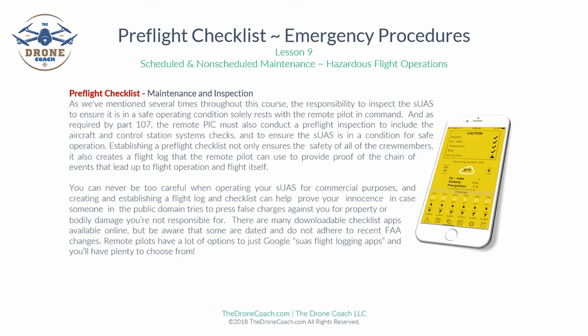Establishing a pre-flight checklist not only ensures the safety of all of the crew members, it also creates a flight log that the remote pilot can use to provide proof of a chain of events that led up to the flight operation and the flight itself. You can never be too careful when operating your sUAS for commercial purposes, and creating a flight log and checklist can help prove your innocence in case someone in the public domain tries to press false charges against you for perhaps property or bodily damage that you were not responsible for.